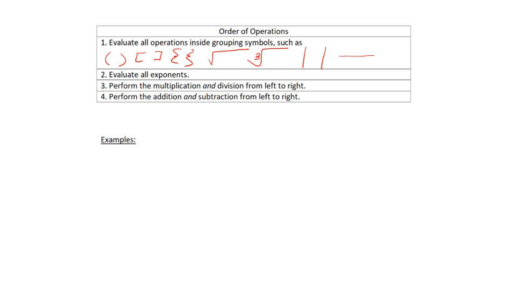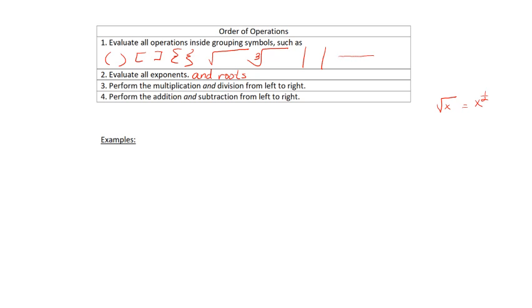Step 2, evaluate all exponents and roots. So square roots, cube roots, because a square root and a cube root are actually a type of exponent. One thing you'll learn is that the square root of x is the same as saying x to the 1/2. Those two statements are the same thing. So we evaluate all exponents and roots. If we have numbers in a square root, we evaluate the numbers in the square root, and then we find the square root.